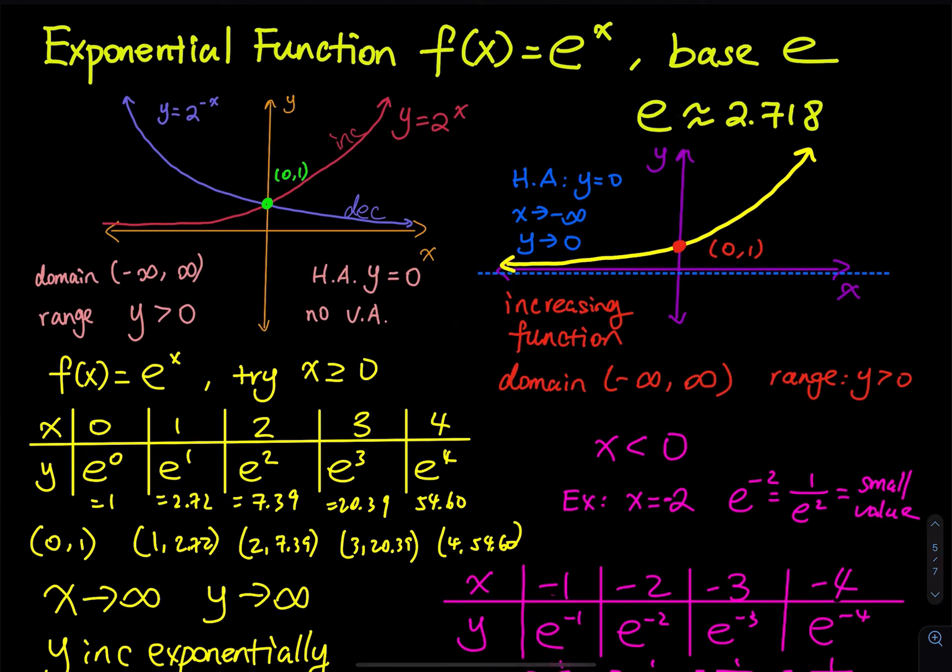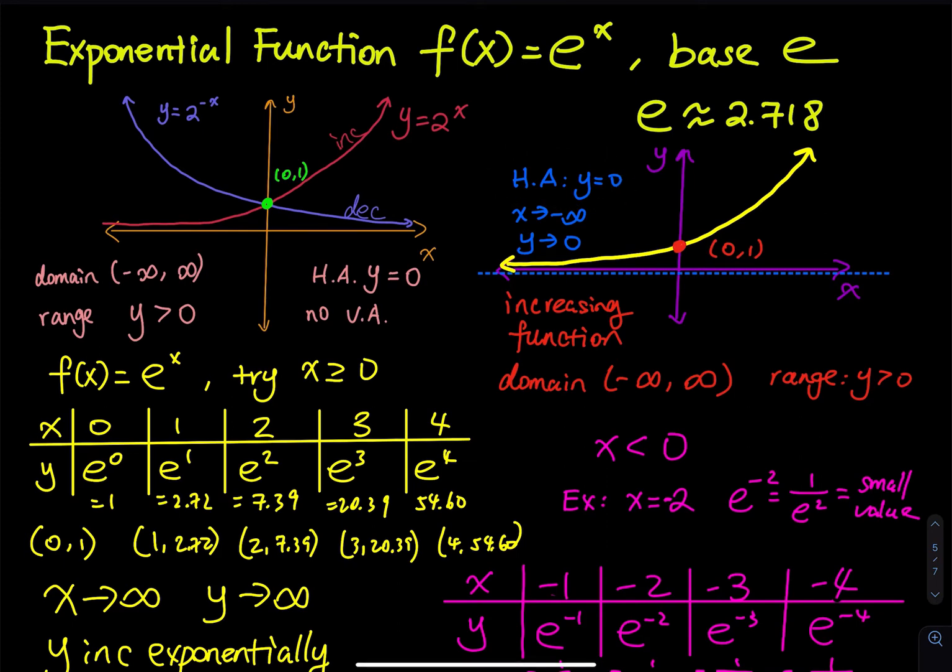Just like 2 to the x, this is an increasing function, and we have a horizontal asymptote at y equals 0, and the domain is all real numbers. 2.7 raised to some power, you can choose any power you want, and the graph is above the x-axis, so the range is y greater than 0. For the horizontal asymptote, just like 2 to the x, as x goes to negative infinity, the graph gets closer and closer to the x-axis, which is y equals 0. So y equals 0 is a horizontal asymptote.